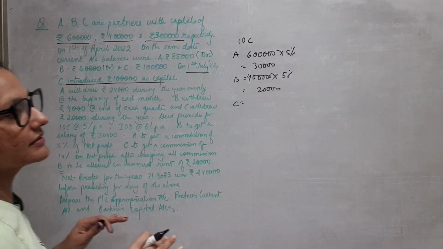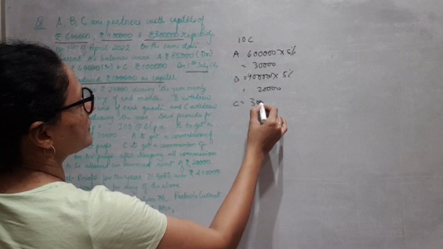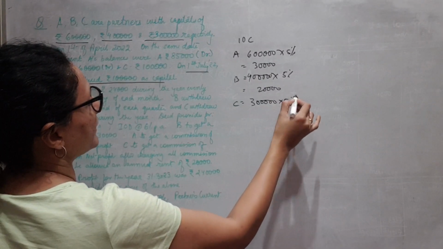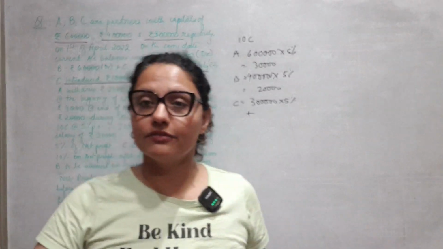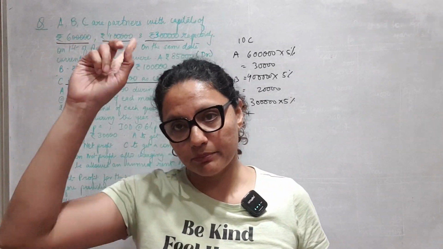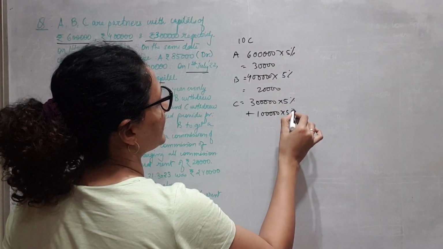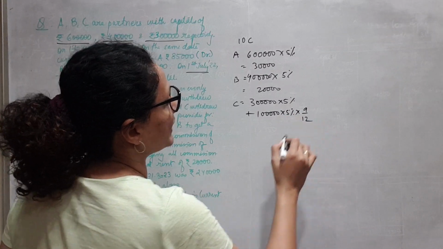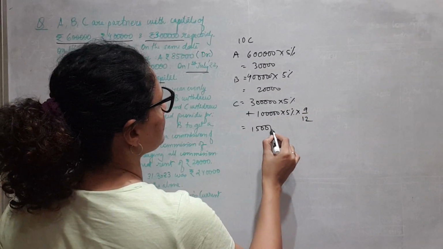So of course this 3 lakhs remained intact and invested for the whole of the 12 months. So you can do it as 3 lakhs into 5%. This is there for the full year. Plus on the additional capital introduced by him, 1 lakh. When did he introduce? On 1st of July. So from 1st of July till 31st of March, how many months? Count. July, August, September, October, November, December, Jan, Feb, March. 9 months. So here on this 1 lakh, 5%, but only for 9 months. So if you calculate, this comes to 15,000.